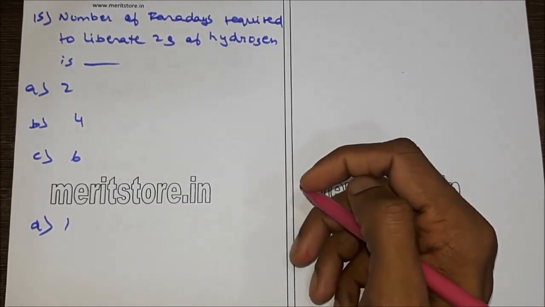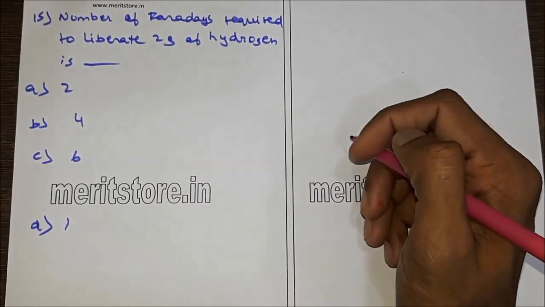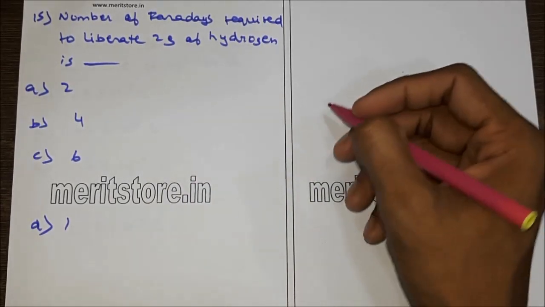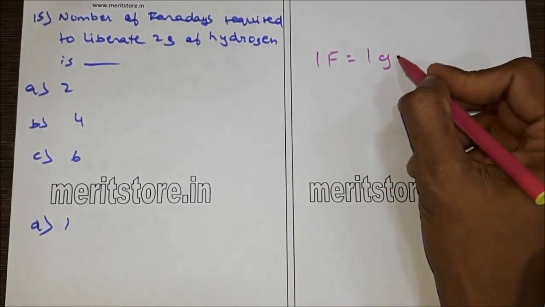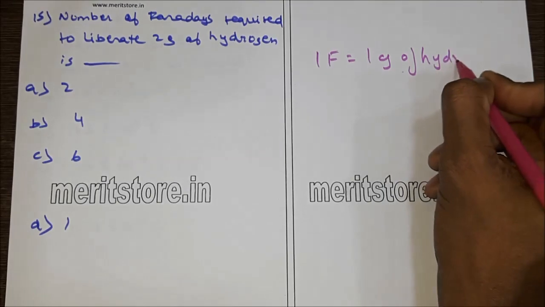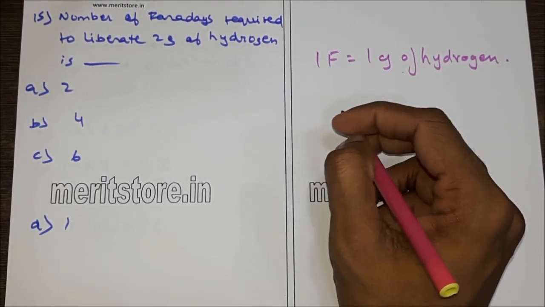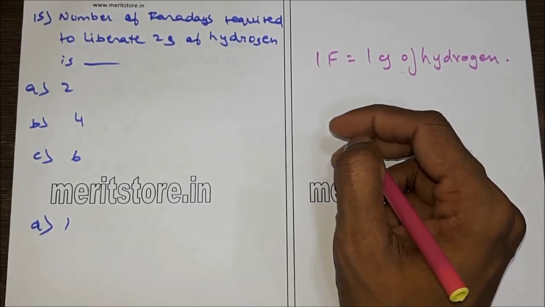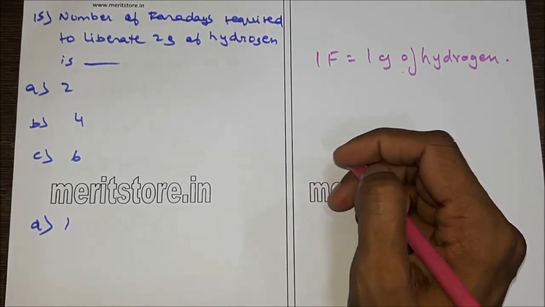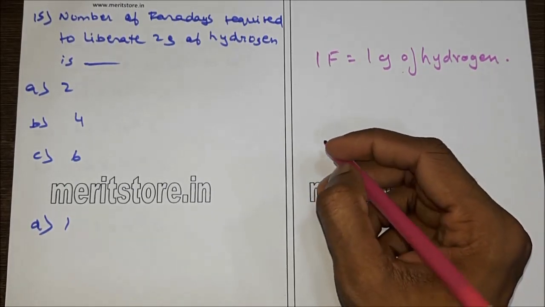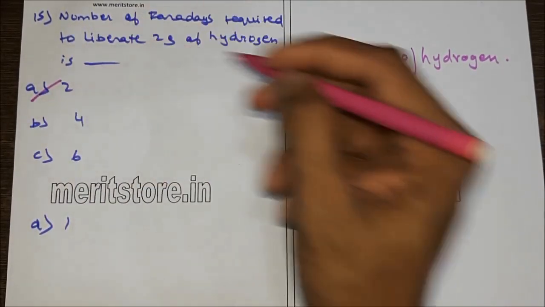Question 15. The number of faradays required to liberate 2 gram of hydrogen is, we are given four options. 1 faraday of electricity liberates 1 gram equivalent of hydrogen. Therefore, 2 gram of hydrogen is equivalent to 2 gram equivalents of hydrogen. Therefore, 2 faradays of electricity are required to liberate 2 gram of hydrogen. Therefore, the answer, that is A, 2, is the correct answer.